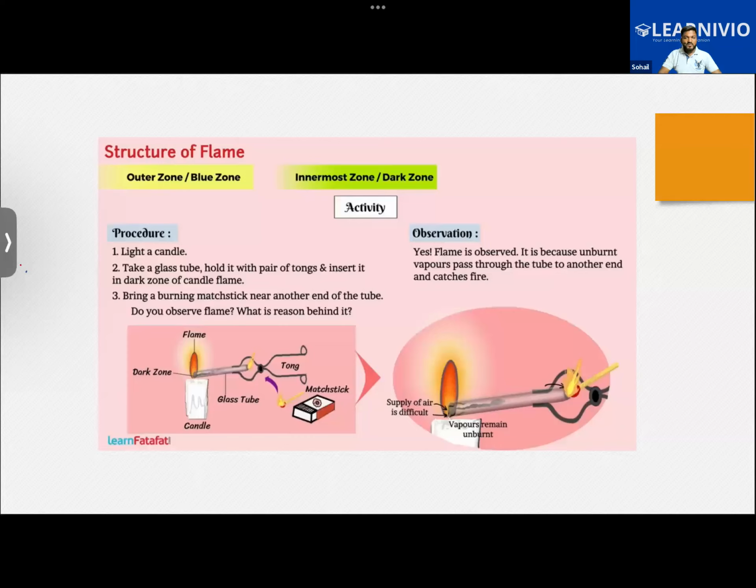While in the second zone, what are the characteristics of the second zone? It is moderately hot, and half combustion is taking place. Don't say half, say partial. Partial combustion is taking place. Okay. Partial combustion. And why is the color yellow?